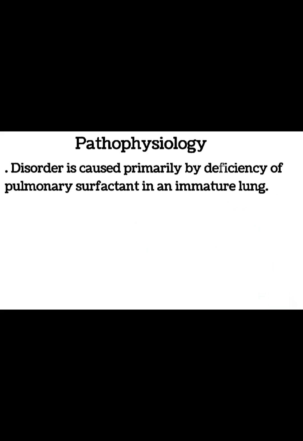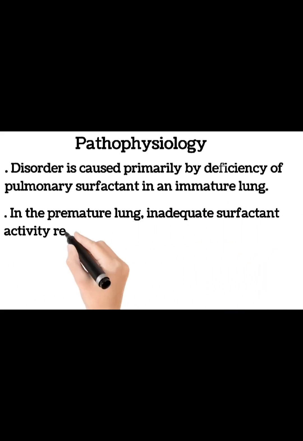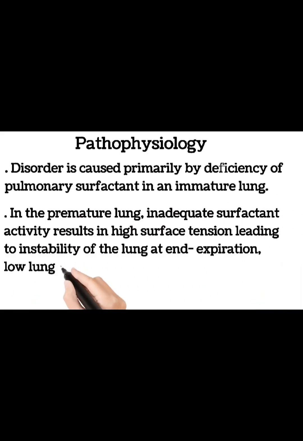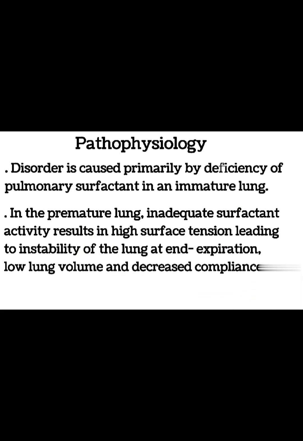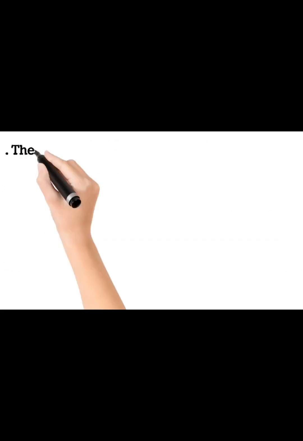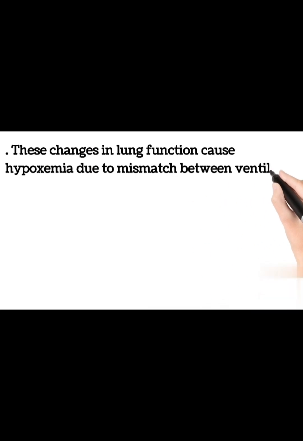Inadequate surfactant activity in a premature lung results in high surface tension, leading to instability of the lung at end expiration, low lung volume, and decreased compliance. These changes in lung function cause hypoxemia due to mismatch between ventilation and perfusion.